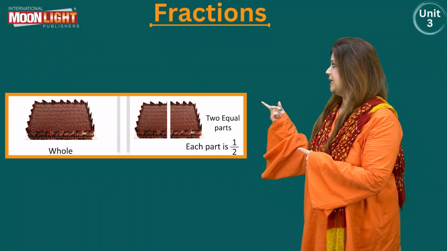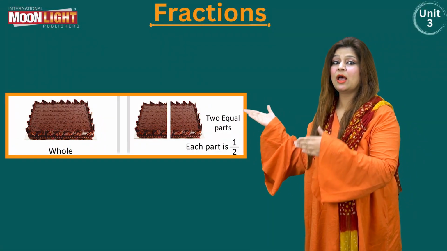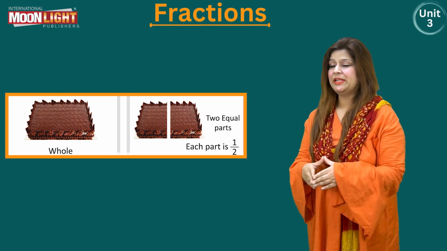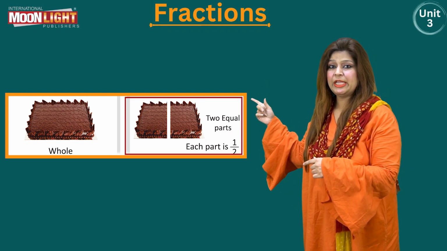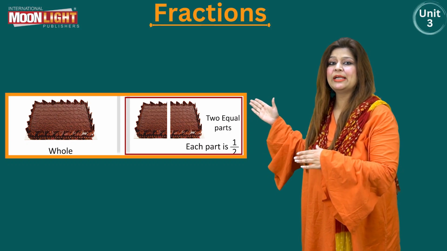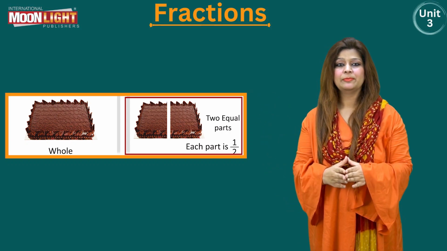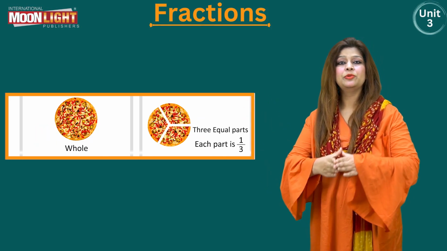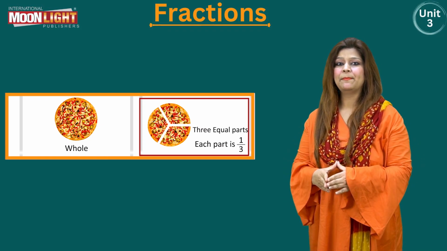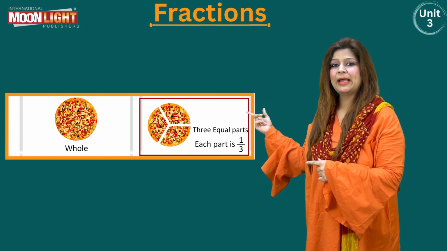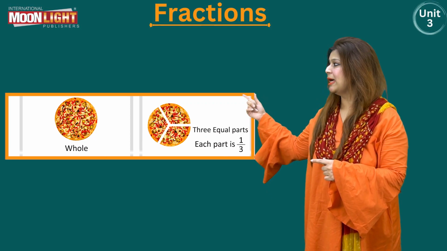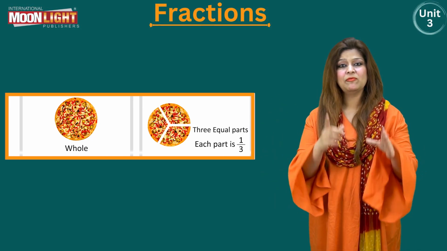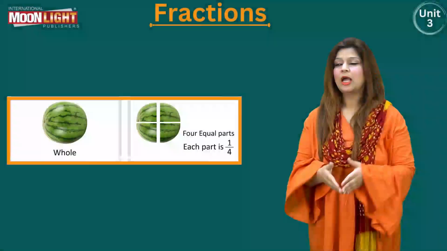So here you can see the picture of a cake. Well, this is a whole picture of a cake which is of rectangular shape. Now, my dear students, by dividing it into two equal parts, we have what? Each part is 1/2, means half. Okay? This is a whole picture of a pizza. If we divide it into three equal parts, then what will happen? Each part is 1/3. 1/3 means 1, and there is a line and then the number 3, means total number 3, and each part will have 1/3.